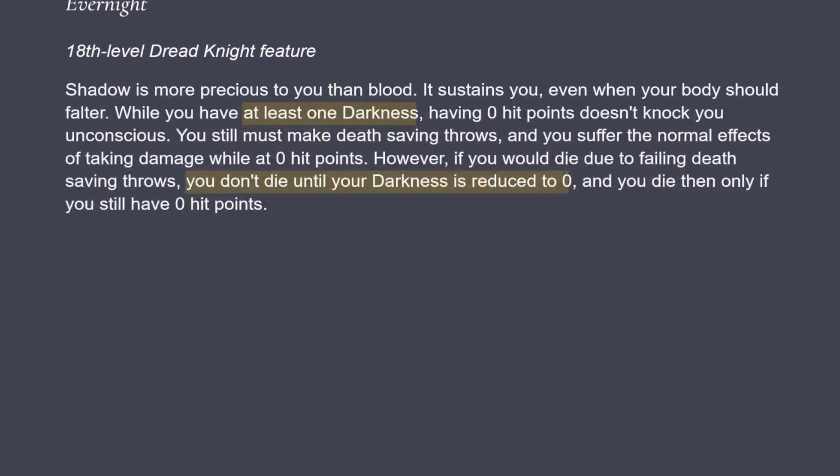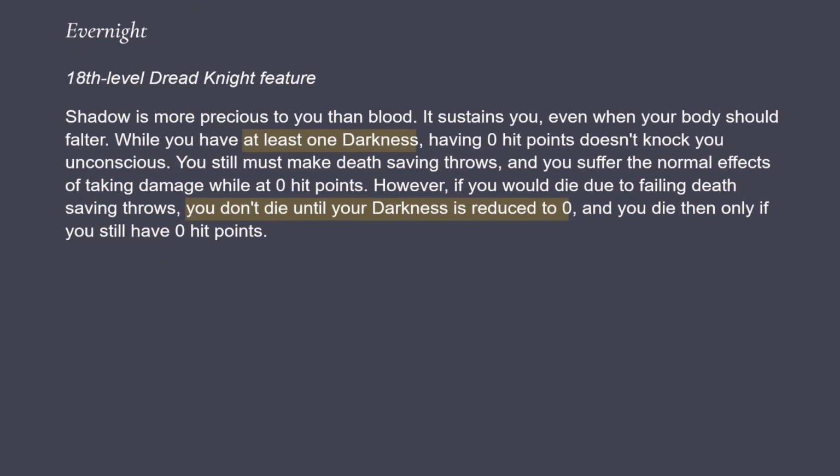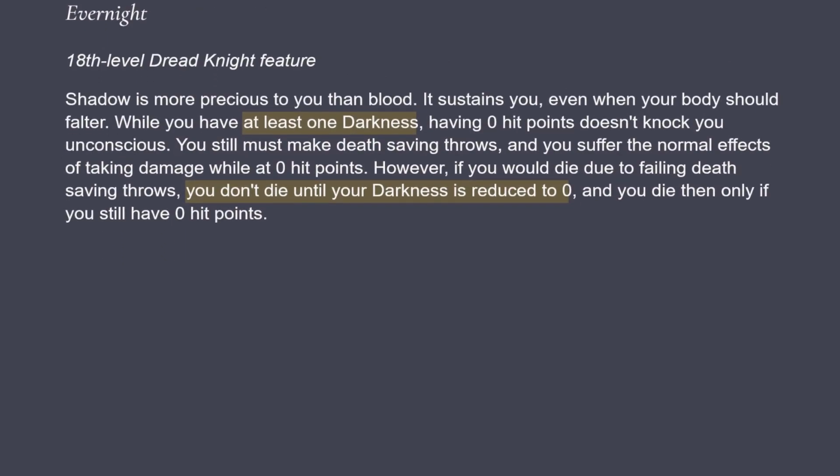But finally, we've got Evernight, the final feature at level 18. Shadow is more precious to you than blood. It sustains you, even when your body should falter.